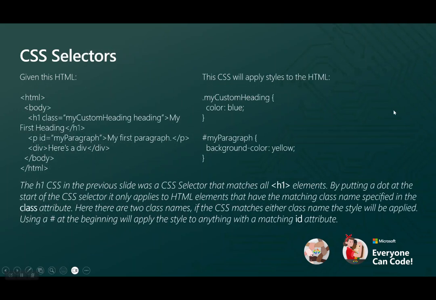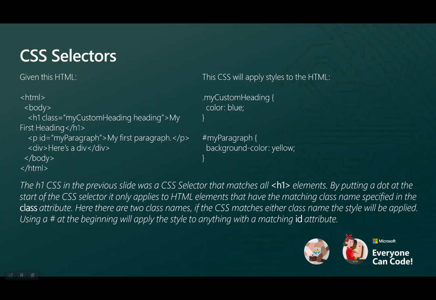We have a couple other selectors here. So the dot in front of a selector means it's a class selector, and so this is going to look for class names that match anything. Anything that matches my custom heading is going to match, and it's going to turn blue. For the next one, we have a number sign or hash sign, and for that, it's going to match anything that has an ID that matches.